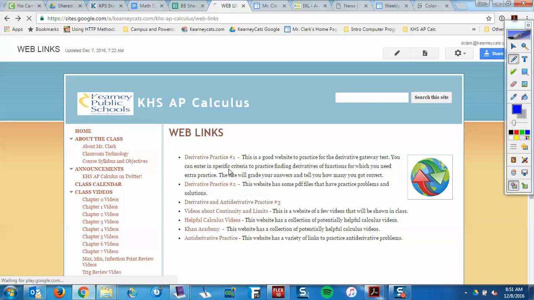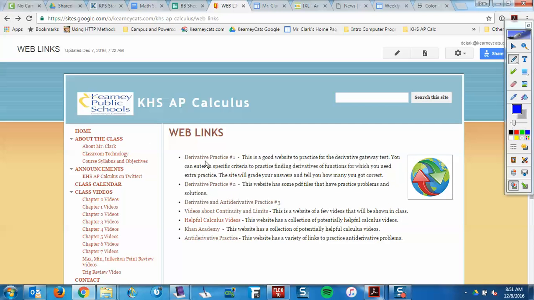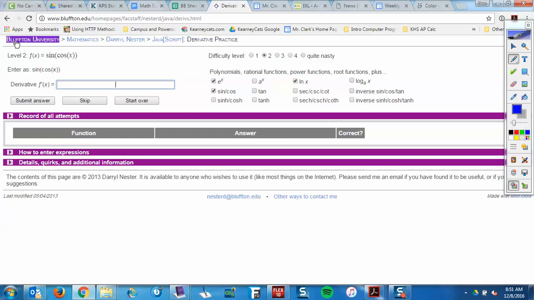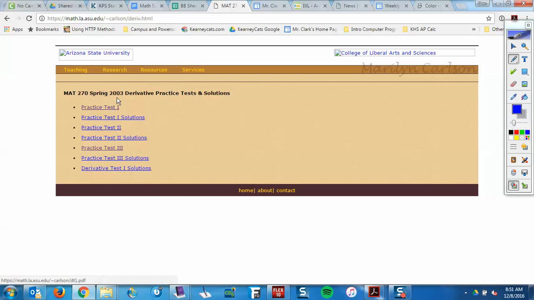Let's go to derivative practice number 2. This is from Arizona State. This is quite old. So I always have to check each year to see if my websites are still working, because a lot of times they're not. If we go back to this one, I don't know. This is from Bluffton University. You can tell that they just call this derivative test. But practice 1, and it's got solutions.